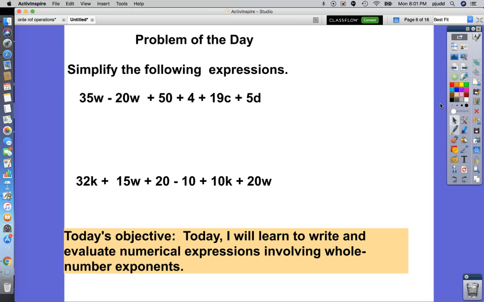And that's time. So let's check and see how you did. Simplify the following expressions. Remember, we've been looking at the variables and the terms, and if the variable is the same, you can combine the coefficients. So I have 35 times W, subtract 20 times W. Well, I can subtract 35 and 20, and that's going to give me 15W. If you also want to cross these out as you do them, so you're sure that you've included everything, that's fine. You can do that. My next two terms are constants.